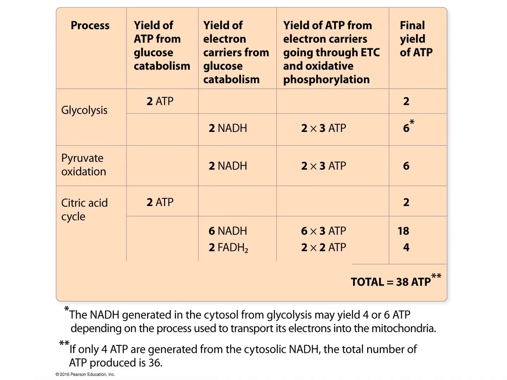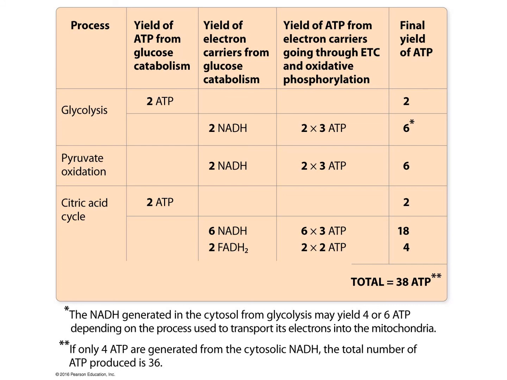So now here's our little table. Remember, we have 2 ATPs from glycolysis and 2 ATPs from the citric acid cycle. From glycolysis we had 2 NADHs, and in pyruvic oxidation we had 2 NADHs. In the citric acid cycle we had 6 NADHs and 2 FADH2s. If we multiply NADH by 3, because remember each NADH produces 3 ATPs, we have 2 times 3, 2 times 3, and 6 times 3. Remember FADH2 will produce 2 ATPs. So since we have 2 of them, it'll be 2 times 2.